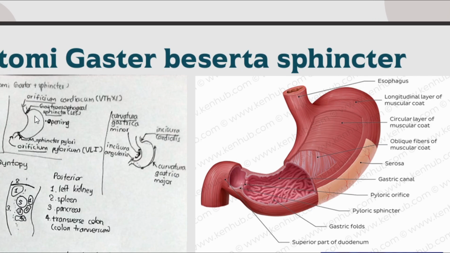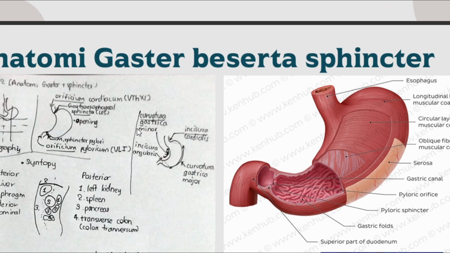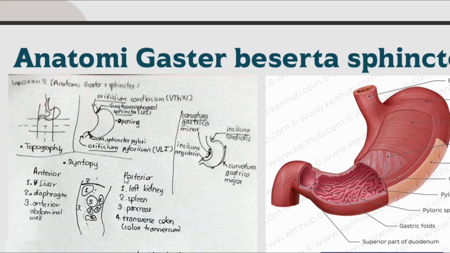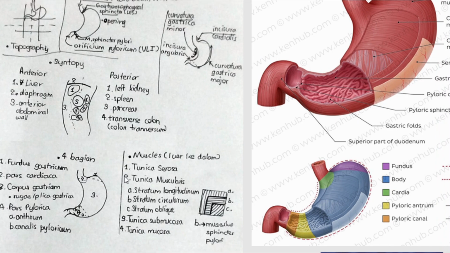Okay, and then there are two curvatures at the stomach, which is the curvatura gastrica minor and curvatura gastrica major. And the stomach also has two incisura, which is here, that is incisura cardialis and incisura angularis, which is around here.